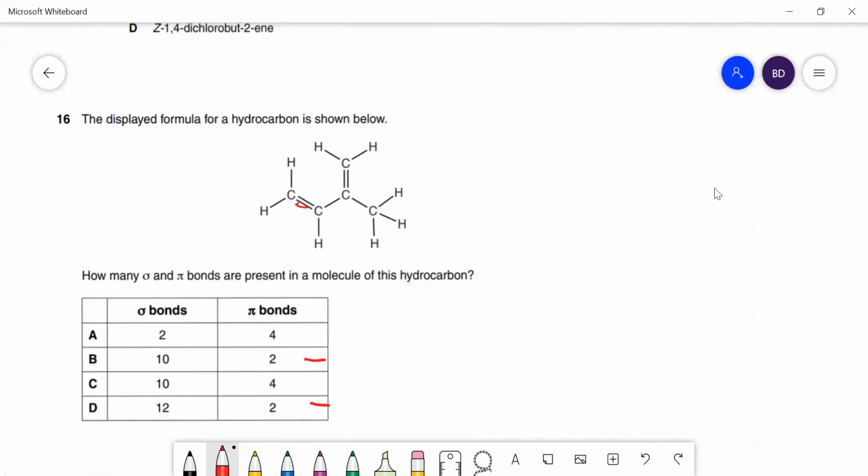Now, don't forget, when you have a double bond, you don't just have a pi bond, you have a sigma bond. So how many sigma bonds are there in this molecule? Well, we've got 1, 2, 3, 4, 5, 6, 7, 8, 9, 10. So B is the right answer. A double bond is made up of a pi bond and a sigma bond.